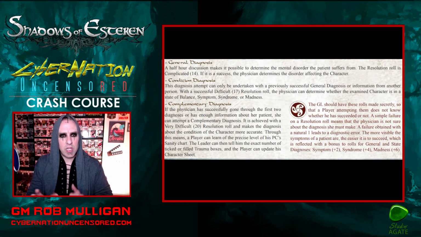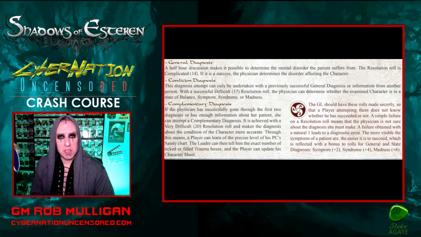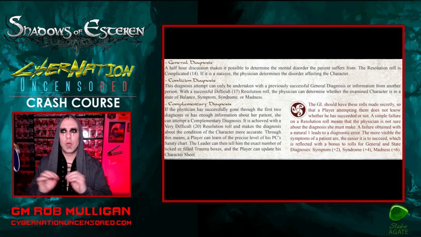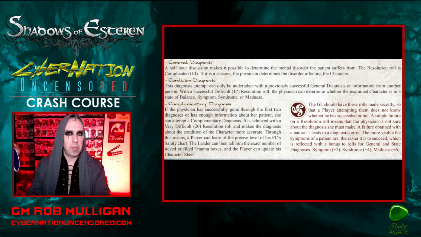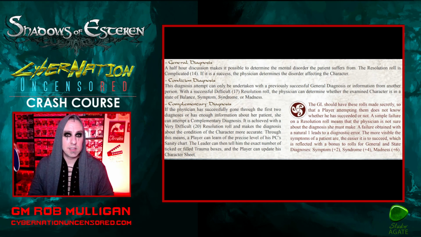So when you do those general and condition and state diagnoses, when you're in symptom, you get a +2. You look at it like this: the physician gets a little hint of what's going on with the patient, because they're at that symptom level. They're showing some signs, I guess, is how you could explain it.